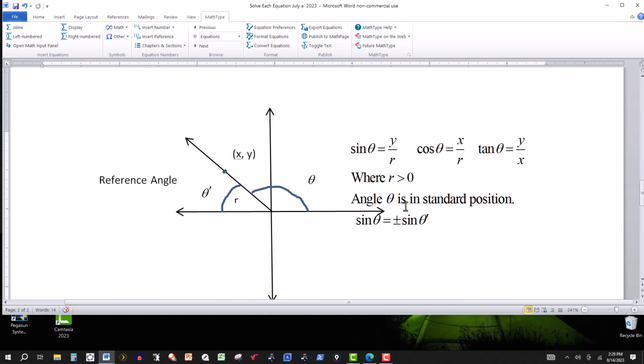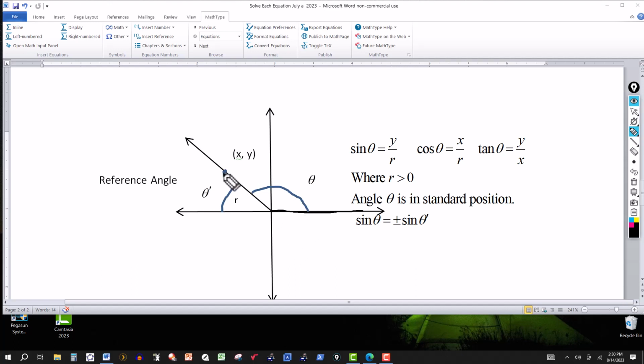We have an angle theta in standard position. So any angle that has its initial side along the positive x-axis, so that'll be this right here. And then the terminal side could be anywhere: first quadrant, second quadrant, third quadrant, fourth quadrant. We're looking at the counterclockwise direction, so that means the angle is positive. We could go clockwise, and the angle would be negative.